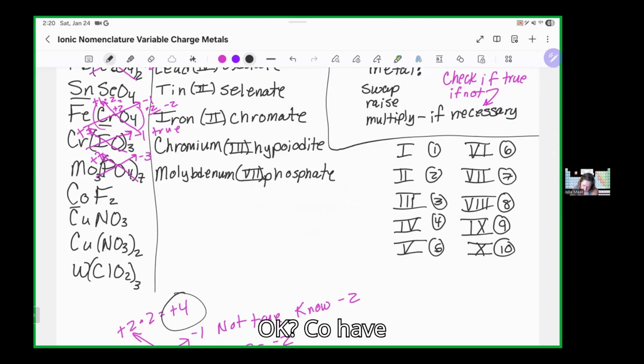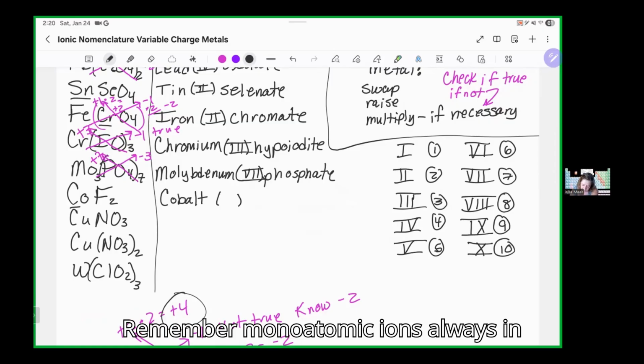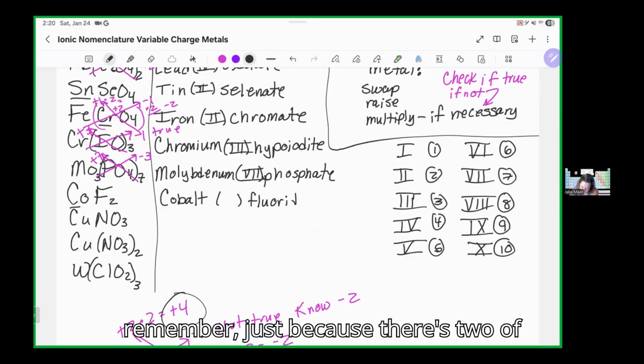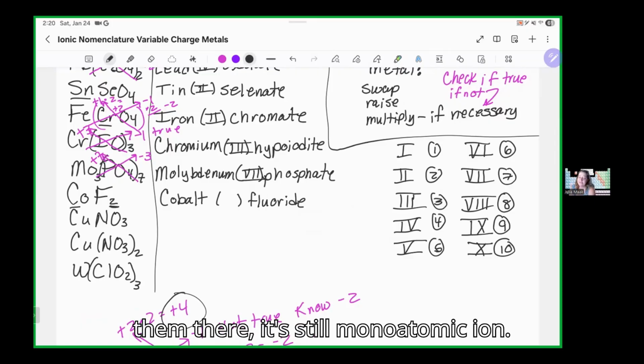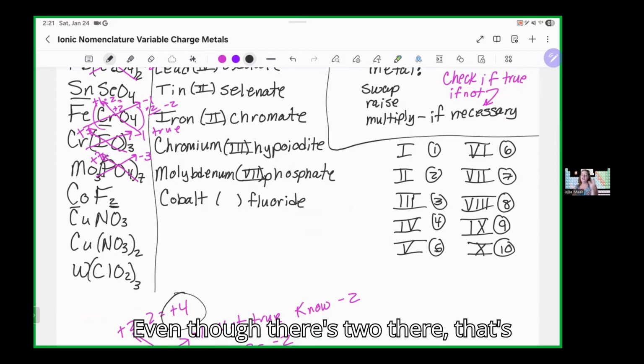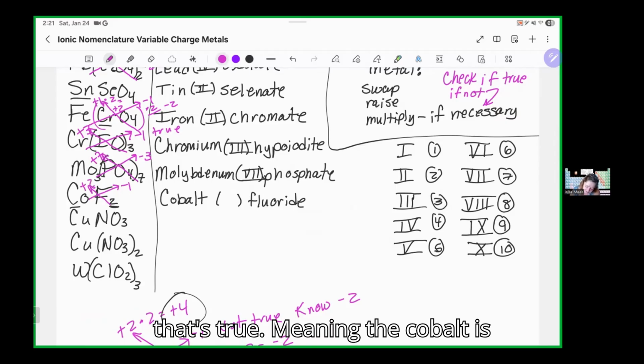Okay. Co, I have cobalt, parentheses for its charge. F is fluoride. Remember, monoatomic ions always end in "ide." So that's fluoride. And remember, just because there are 2 of them there, it's still a monoatomic ion. It's just one type of element in that ion. Even though there are 2 there, that's due to charges. So now I swap. I bring my 1 up, and it's true. Fluoride is a halogen, so it is -1. That's true, meaning the cobalt is a +2.